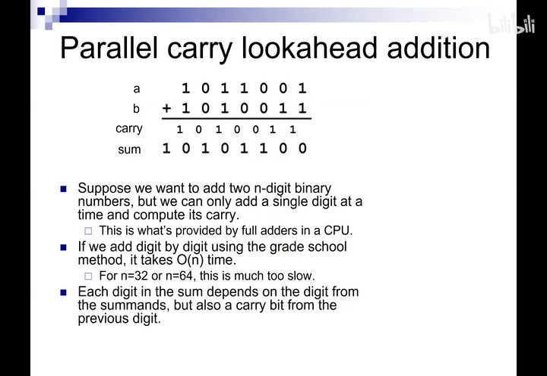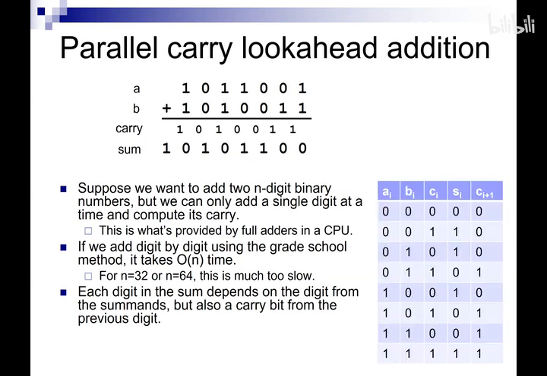So this makes it more difficult to do this problem in parallel, because now you can't just compute all of these individual digits independently, because the answer for each digit might depend on the answers for previous digits. So then, what are we going to do?